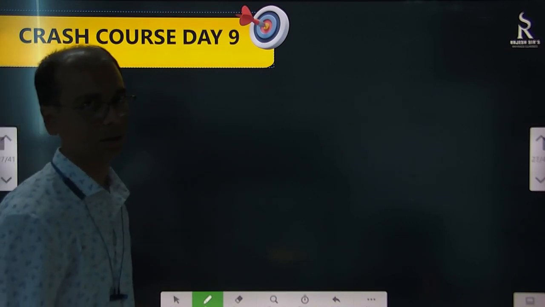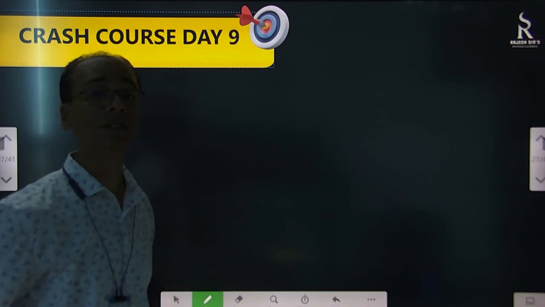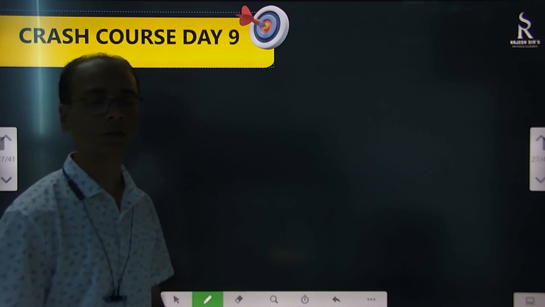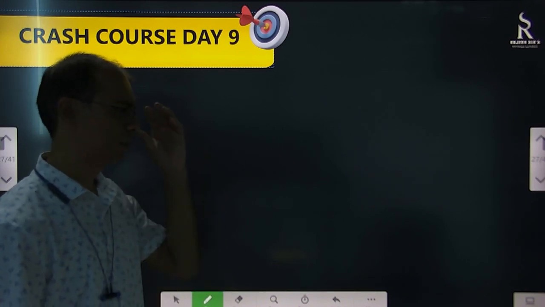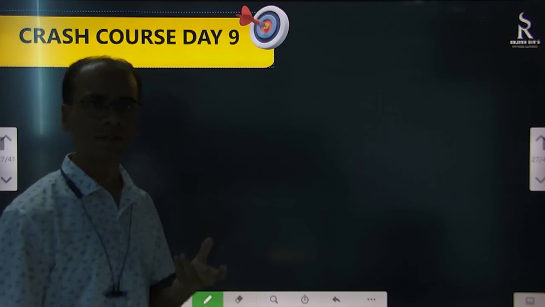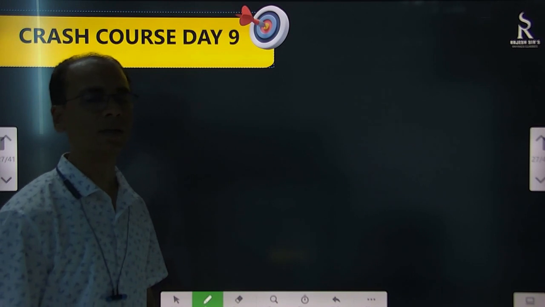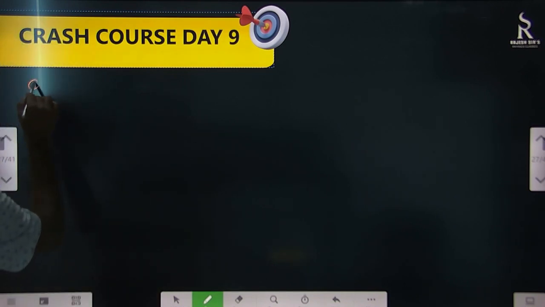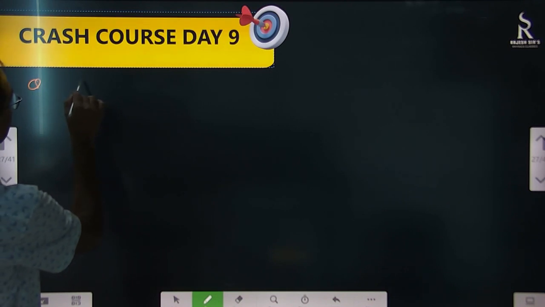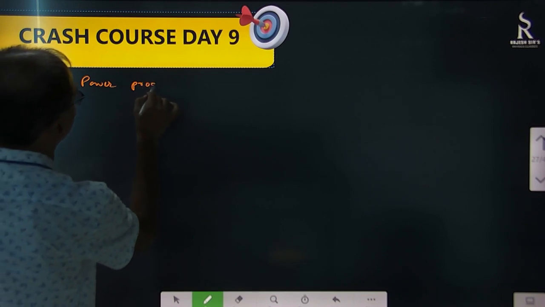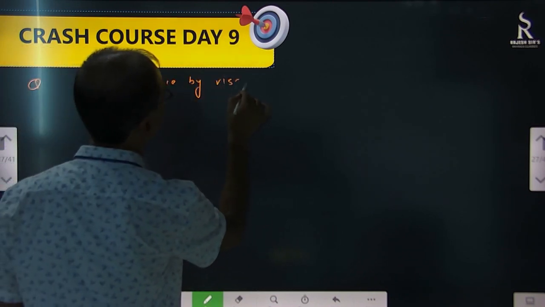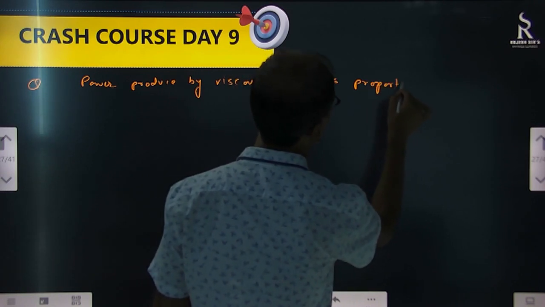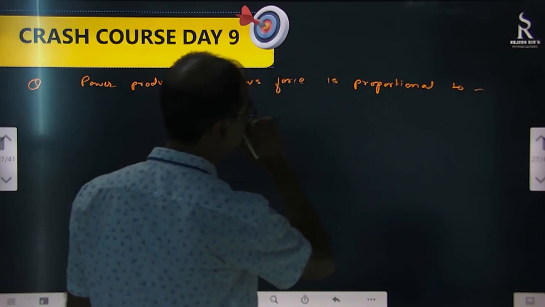Now viscous force is there. We know that it's opposing the motion. When it's opposing the motion, it is very similar to friction force. Because of its work done, obviously heat will develop. Correct. So what is the power? How much power is developed by this viscous force? That we ask. Power produced by viscous force is proportional to what? I'm not giving you values, that's why I'm writing proportional to.